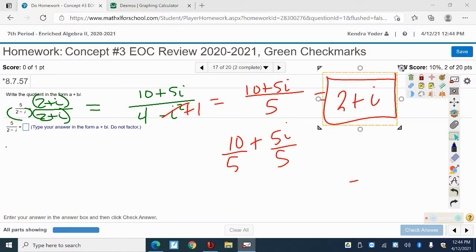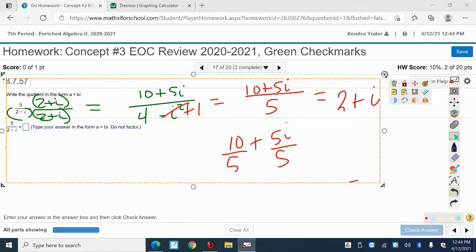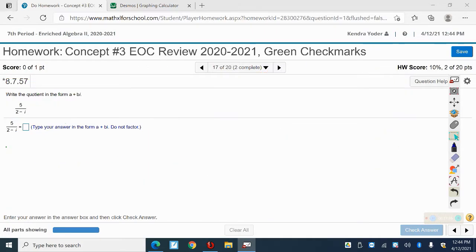Isn't it great? I don't know why it does this. It just does it for me sometimes. It's quite annoying. Don't know why, but you know, it's going to work out.